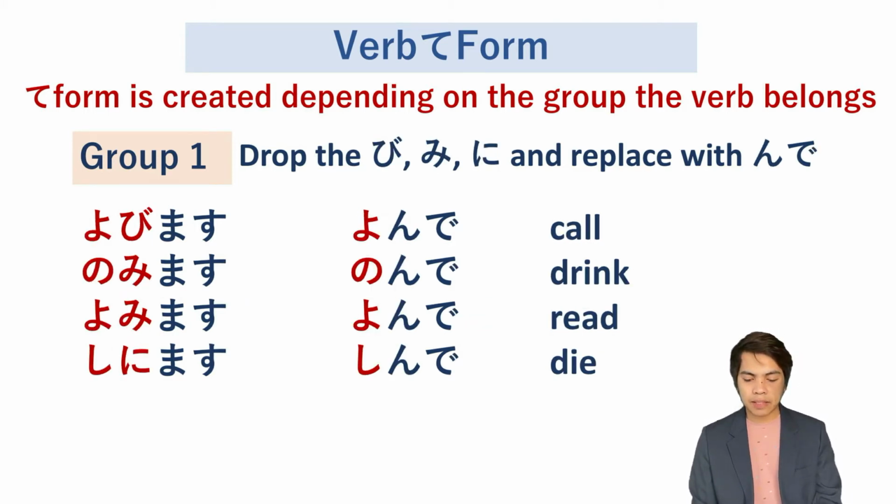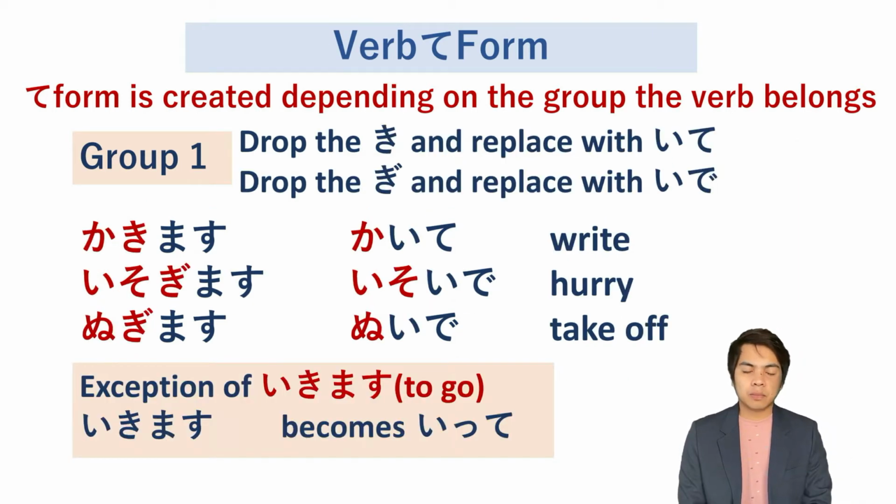Next, for the group 1 verbs that end in bi, mi, and ni, we will replace bi, mi, and ni with nde. So for example, the verb yobimasu, to call. So replace bi with nde, yonde. Next, nomimasu, nonde. Next, yomimasu, yomi, yonde. Next, shinimasu, to die, shinde.